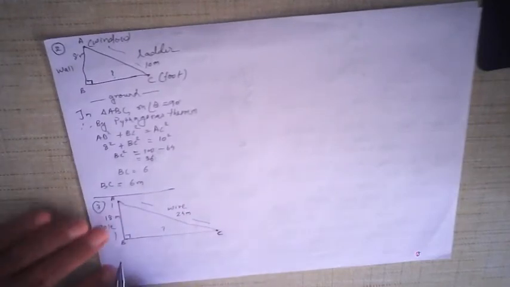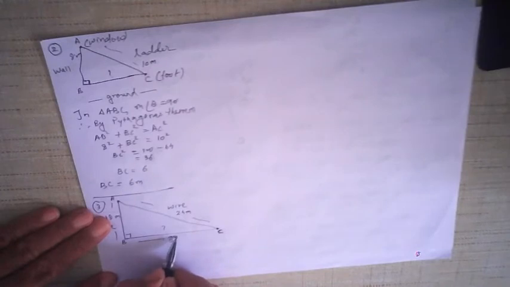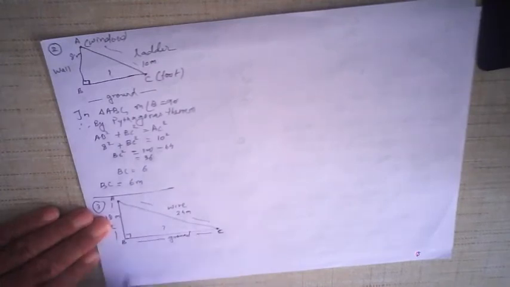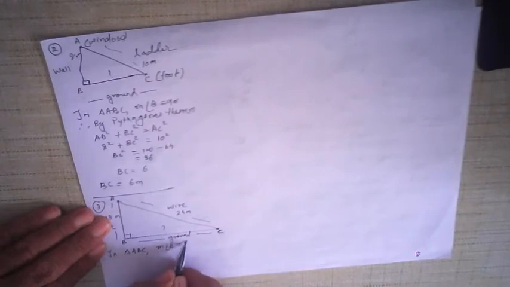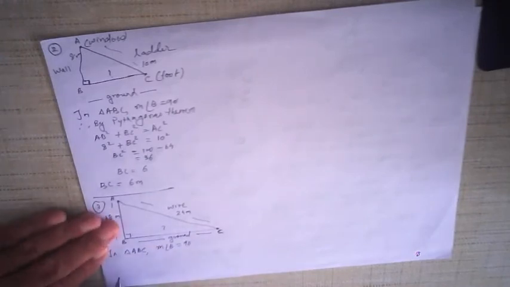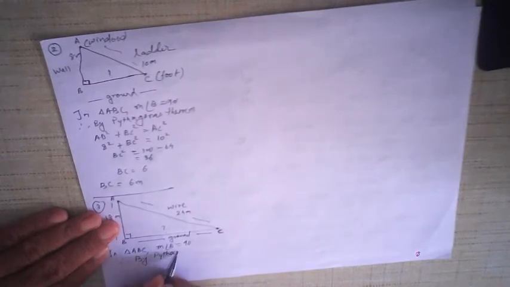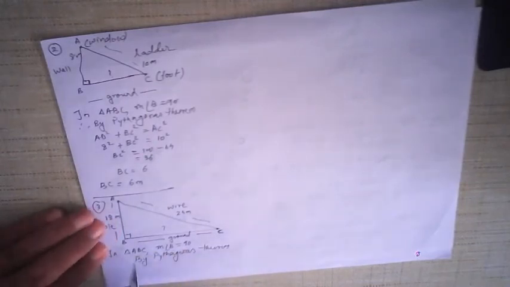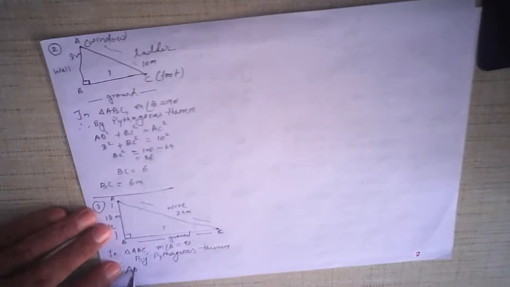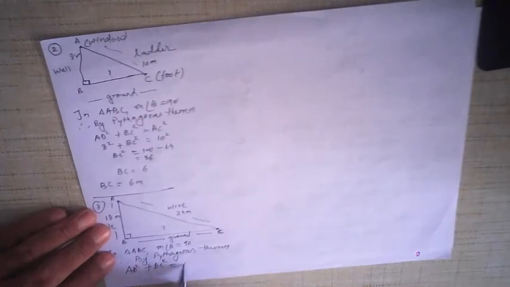Again, in triangle ABC, this is your ground. A similar kind of question, but it is important to write it properly. In triangle ABC, the measure of angle B is 90 degrees, so you can apply Pythagoras theorem. By Pythagoras theorem, AB square plus BC square is equal to AC square.